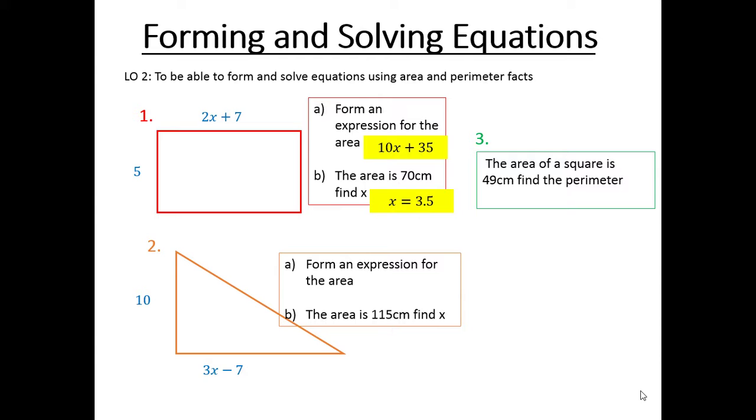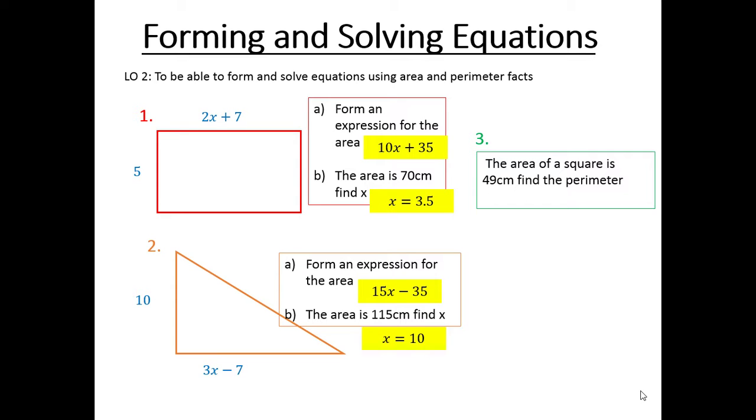Question 2 now, form an expression for the area. So I could do half times 10, which is 5, and then 5 times 3x minus 7 gives me 15x minus 35. So all I've done was, I did 10 times 3x minus 7, and then half the answer. So 10 times 3x is 30x, and then 10 times 7 is 70, so that is 30x minus 70, and then you need to half it because we're trying to work out the area of a triangle. That gives me 15x minus 35. Part B, the area is given as 115 centimeters. Make it equal to each other, solve for the equation, and x will be equal to 10.